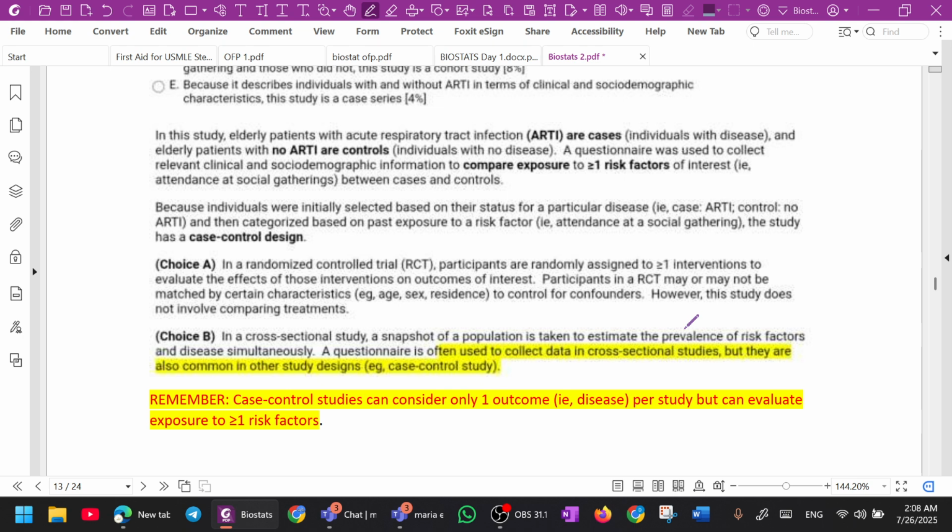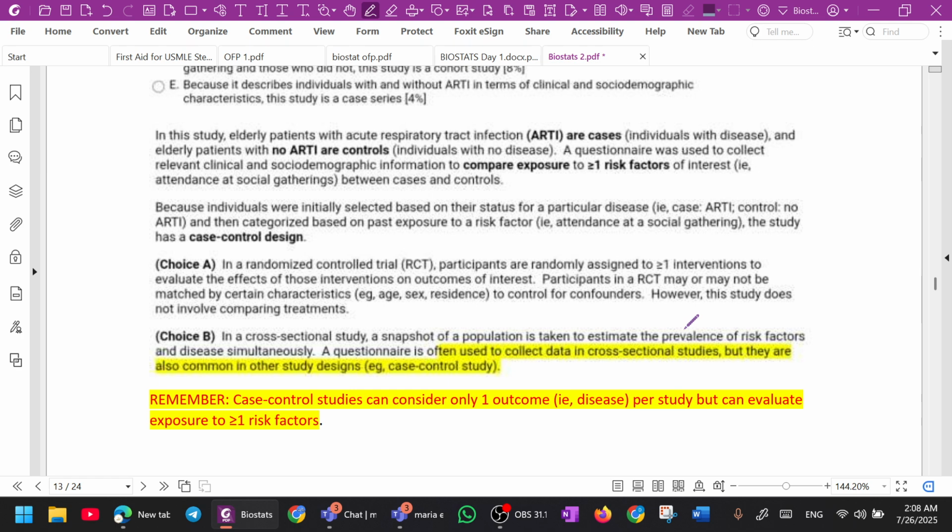Okay, before you keep it, the explanation first. Do you understand the explanation only? Why is it case control and not cohort? They made the difference between the disease, the acute respiratory tract infection, and the control one, the no acute respiratory tract infection. Then they set a questionnaire and find the risk factor. So you understand the explanation, it makes sense. Now choice A, does it make sense? Why is it not randomized? I don't understand why.